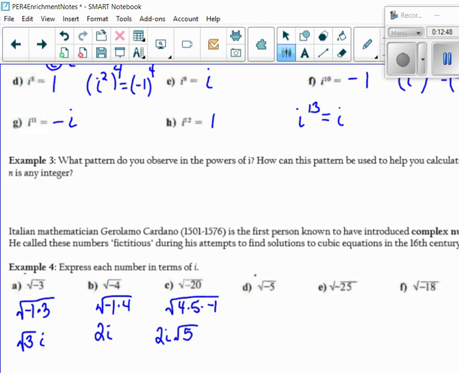Okay, so the next one, the square root of negative 5, again, this can be the same thing as 5 times negative 1. What can we take out of that? Yeah, the square root of negative 1 can be taken out as an i, so this would be just i times the square root of 5. Can you see what this would be? What would the square root of negative 25 be?